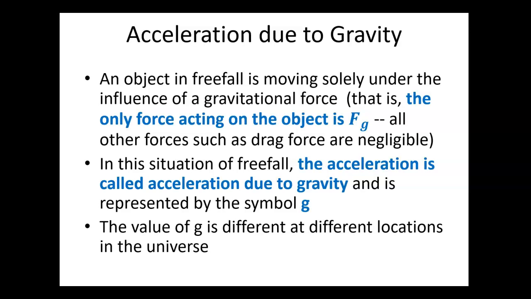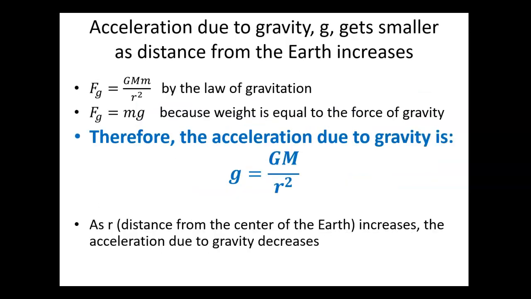It's represented by that symbol g, where g is a lowercase g. This value of acceleration is different at different locations in the universe. And acceleration due to gravity will get smaller as distance from the Earth increases.